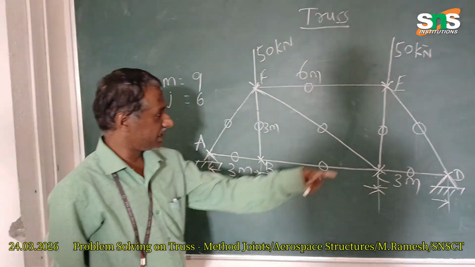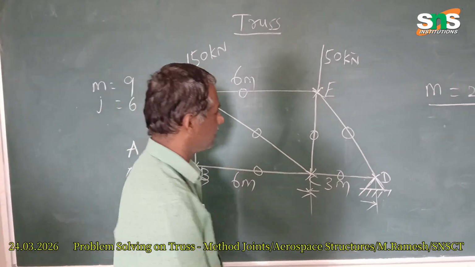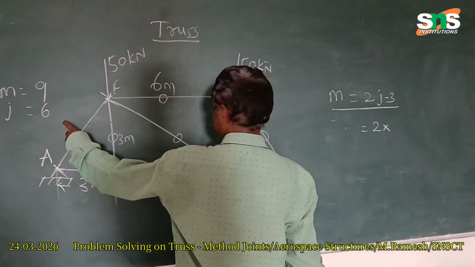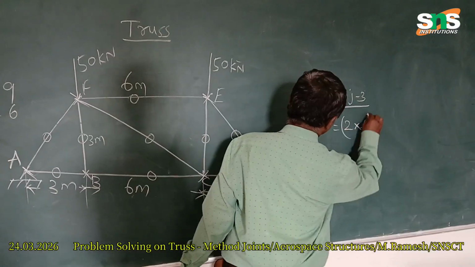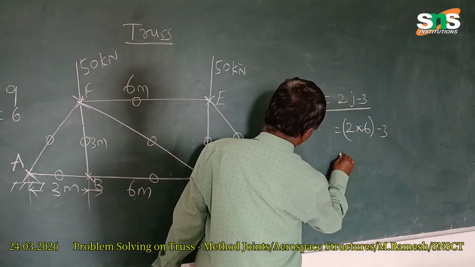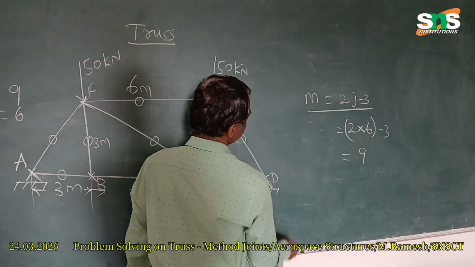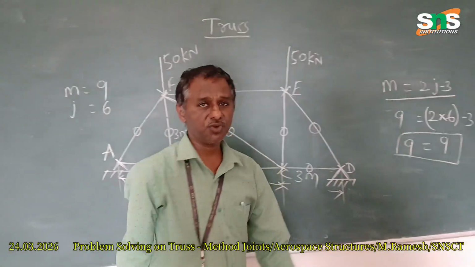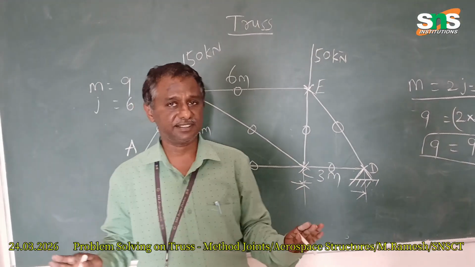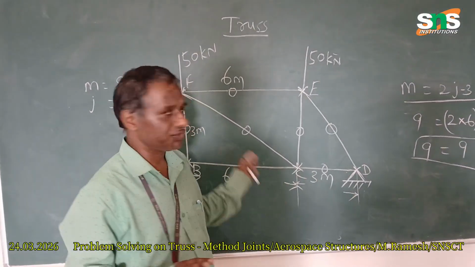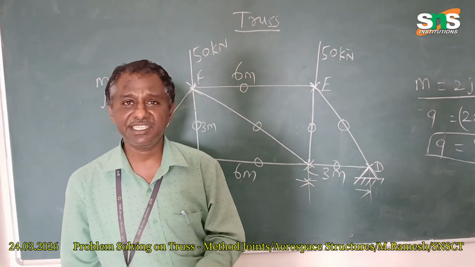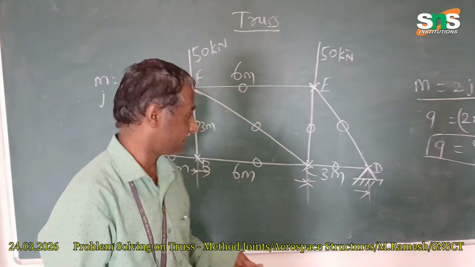Now just apply here: is m equal to 2j minus 3 or not? What about 2j minus 3? 2 into j, j is 6, minus 3. So 12 minus 3 is equal to 9. And m is equal to 9. So both are satisfied, and it is a perfect truss. We should ensure this, and then only can we proceed to find the internal member forces in the given truss.